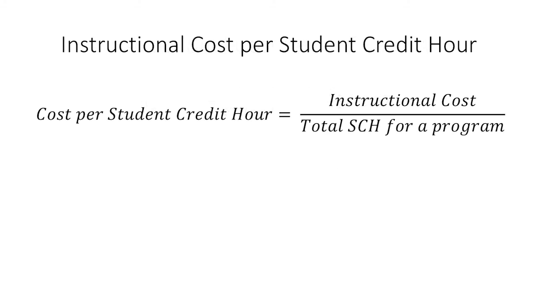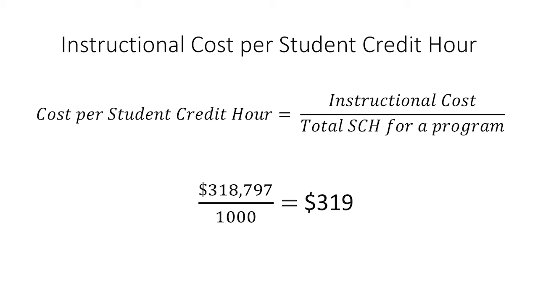Let's also talk about cost per student credit hour. So we know what the instructional cost is. If we divide instructional cost by the total student credit hours for a program, we're going to get the cost per student credit hour to deliver that program. Let's say that there were 1,000 student credit hours sold for that department for that year. That means that the cost per student credit hour to teach is $319.